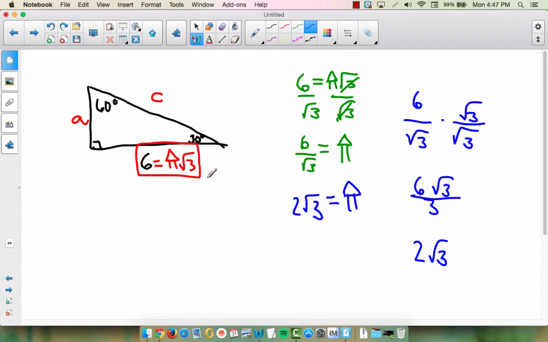If I know x is 2 root 3, then I know the side opposite the 30 is 2 root 3. And now I can multiply this by 2. And 2 times 2 root 3, that's equal to 4 root 3. Now I have my three sides. 4 root 3 is the hypotenuse, 2 root 3 is the smallest side opposite the 30, and 6 is the side opposite the 60. And if you used your calculator to get some decimal approximations of these, you would see that this number is bigger than 6, and this number is smaller than 6.